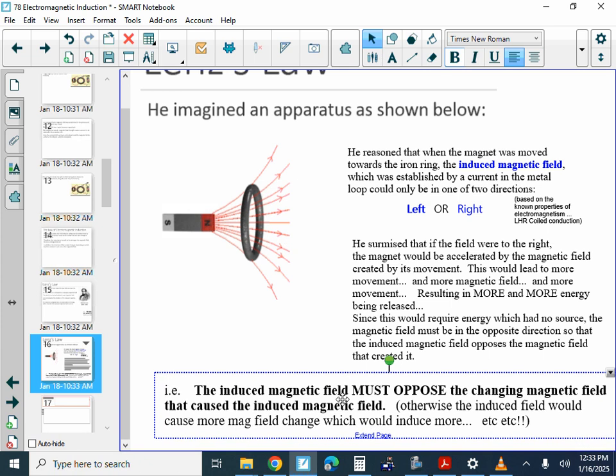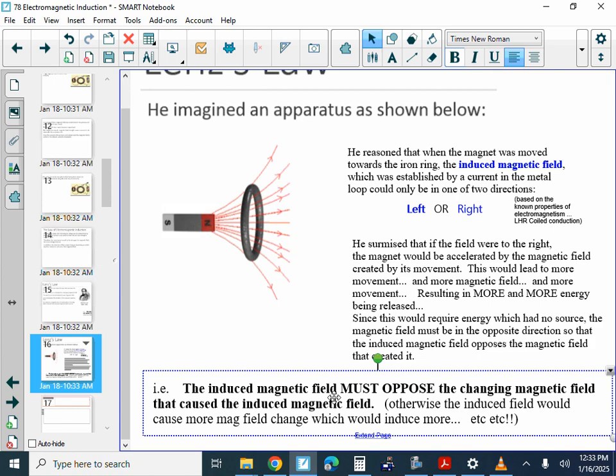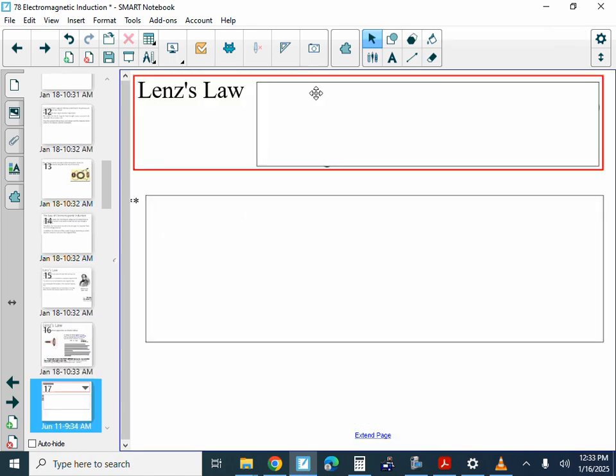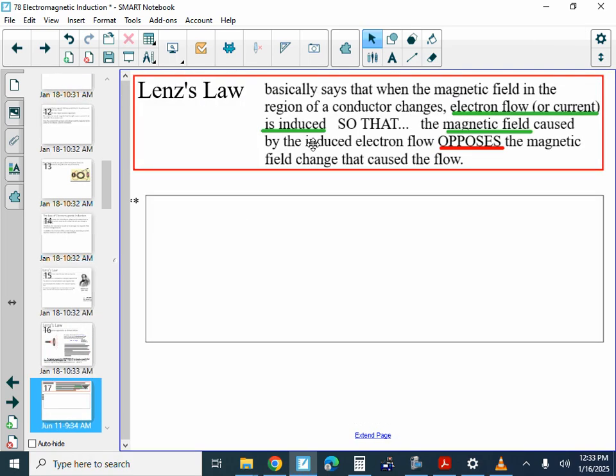So just to end the story, the end result here is that the induced magnetic field must oppose the changing magnetic field that caused that induced magnetic field. Okay, so that's Lenz's law. It says that when a magnetic field in the region of a conductor changes, electron flow is induced, right? So that the magnetic field caused by the induced electron flow opposes the magnetic field change that caused the flow.